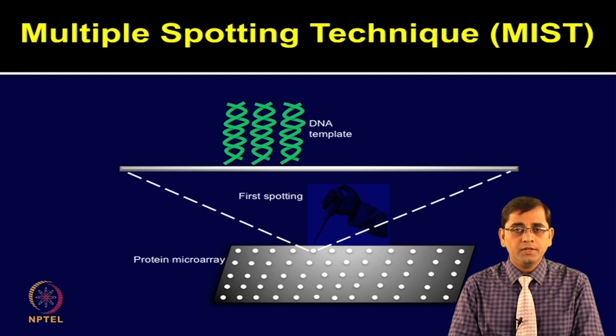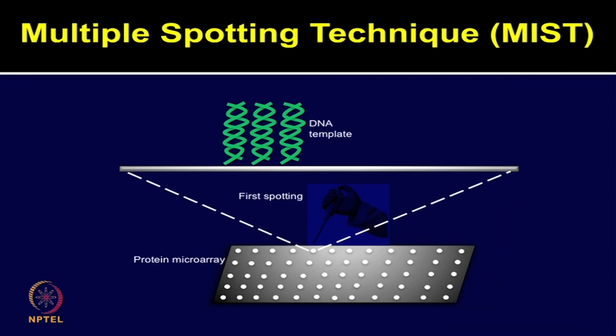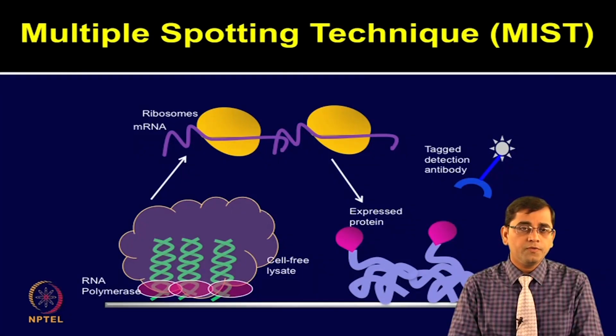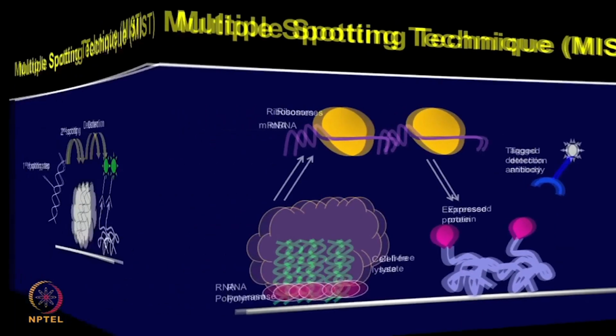In the multiple spotting technique or MIST, the first spotting step, as shown in the slide, involves addition of DNA template onto the microarray support. After the first spotting is performed, the cell-free expression mixture is directly transferred on top of the first spot. In this way, with two printing steps, cell-free expression system is also printed on top of each DNA template. After incubation, both transcription and translation happen and proteins are synthesized, which can be detected by detection antibodies.